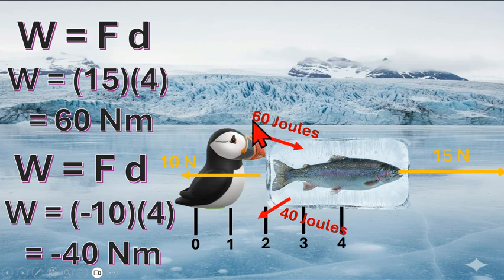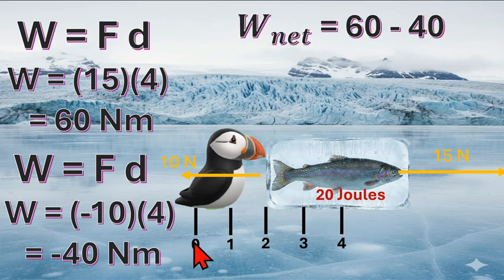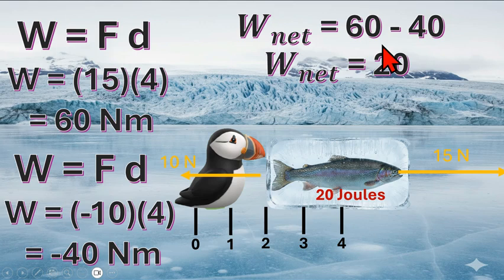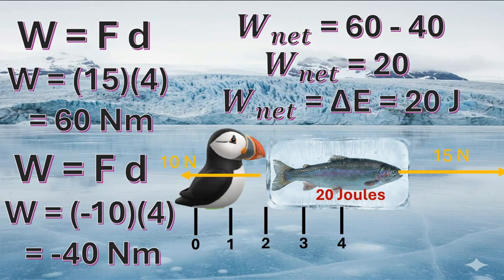So there's 60 joules coming into the ice, 40 joules leaving. How much energy does the ice have now? And the answer would be 20 joules, right? Because 60 went in, 40 went out. So the net work is 60 minus 40, which is 20. That equals the change in energy. And so the ice changed its energy by 20 joules by going from being at rest to now moving at a certain speed.